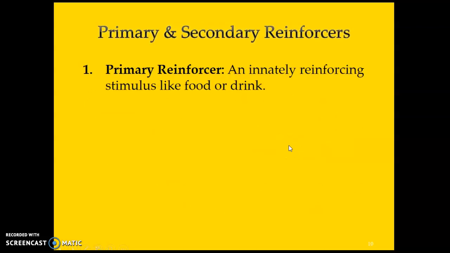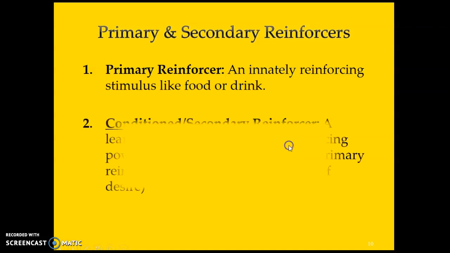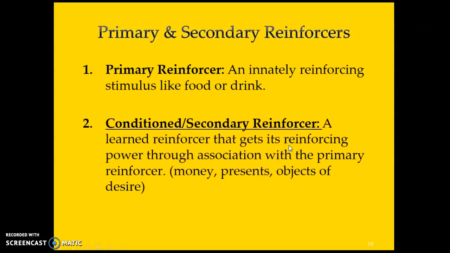So types of reinforcers, primary reinforcer. This is an innately reinforcing stimulus like food or drink. So candy, like if you have a 1-year-old or you babysit, you can probably bribe them with a Jolly Rancher instead of giving them money. The child knows the Jolly Rancher is good, but the child has not learned that money can buy more Jolly Ranchers. So conditioned reinforcer or secondary reinforcer, this is learned through experience and association.